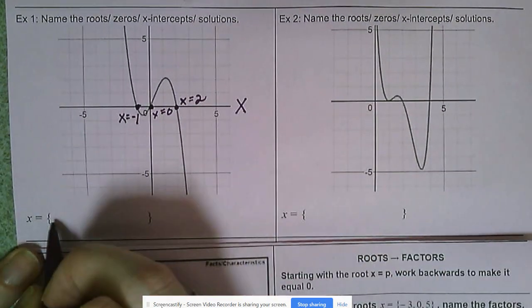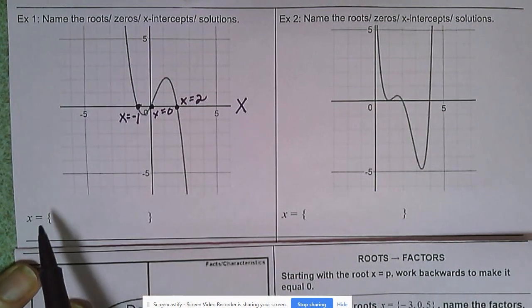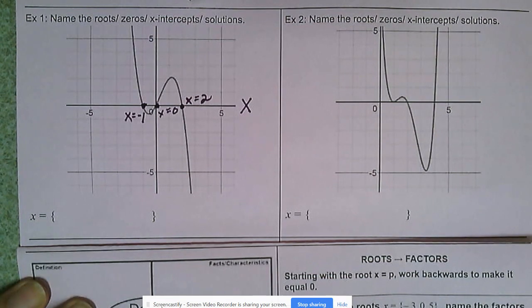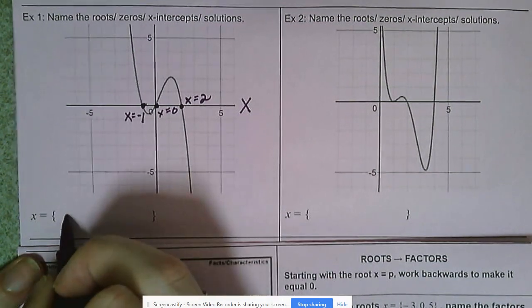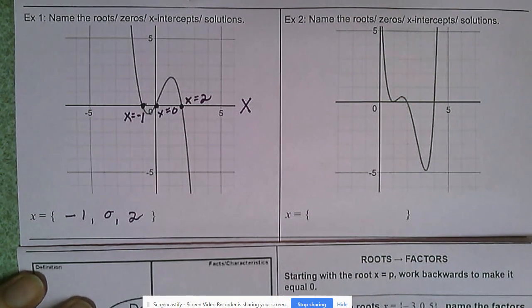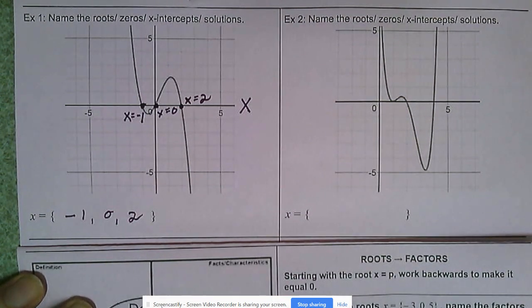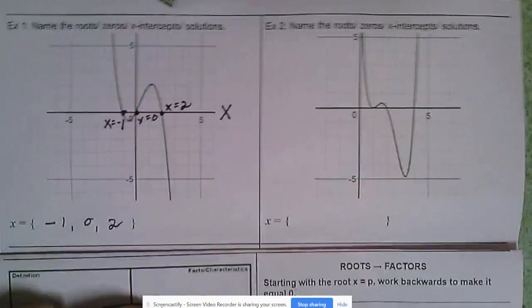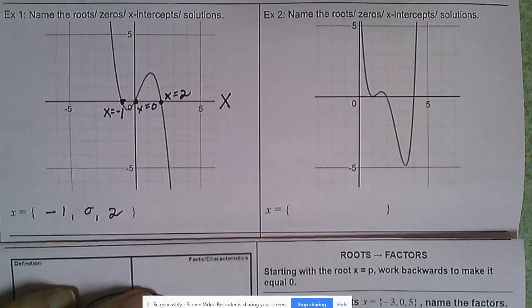So I can list those down here. Remember when we've seen this notation before when we did quadratics. And we're just going to list them typically in numerical order. Those are my roots. Okay, so that's a fairly unremarkable graph. We're going to move on to example number 2, which has something special about it that we're going to talk about a little bit more.